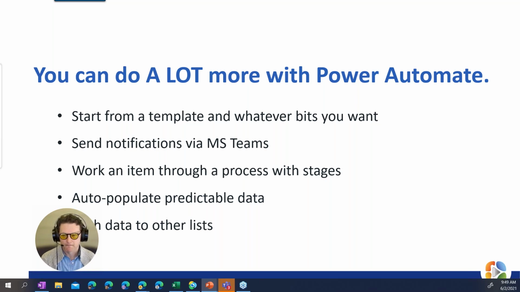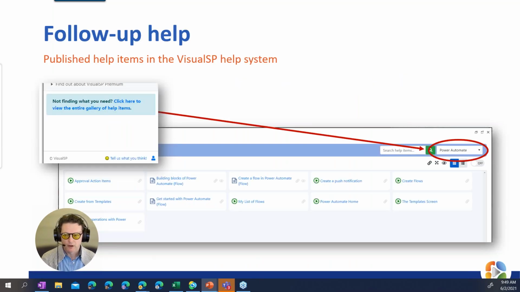Other help that's available. As always, VisualSP has some help items that can help you when you start to explore Power Automate a bit. We had a question I noticed in our Q&A panel about, will we have access to this afterwards? Yes, absolutely. In the VisualSP Help tab, you'll find a webinars group there where you can find us. All these recorded demos show up in their appropriate spot.